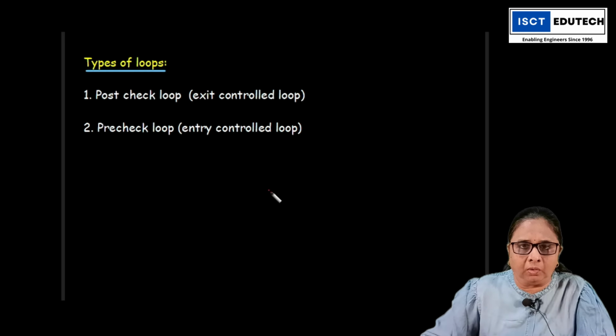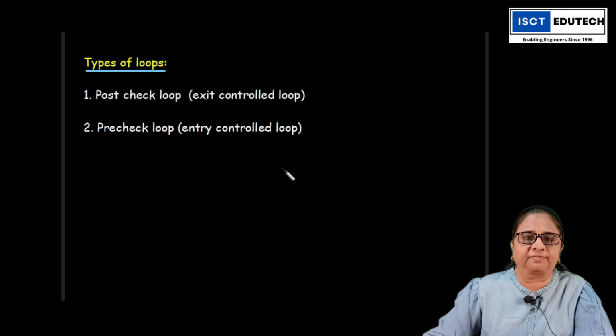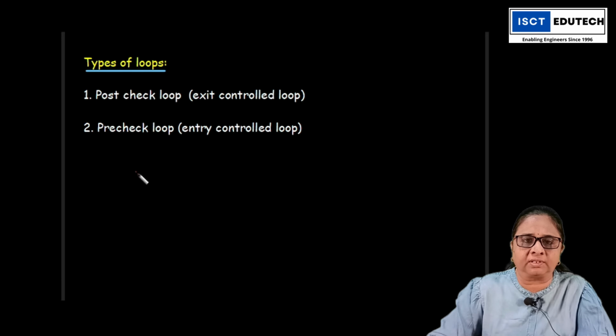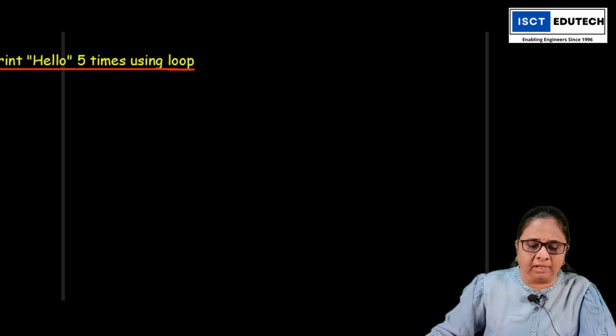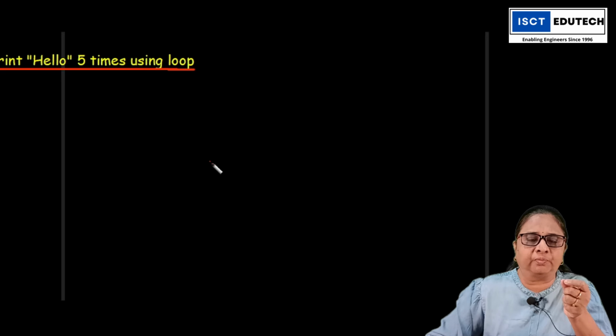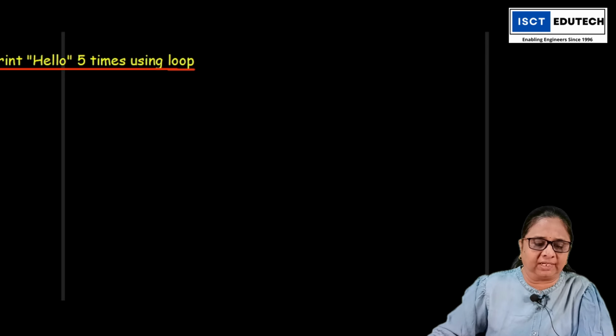Now when we talk about loops, there are 2 types of loops. The first one is known as the post-check loop and the second one is known as the pre-check loop. A post-check loop is also called an exit controlled loop and a pre-check loop is known as an entry controlled loop. Both of them are meant to repeat a set of instructions, but they have some minor differences. So we will look at both the loops. We will take the example of printing hello 5 times and see how we can do it first with the post-check loop. I will use a flowchart for this. Let's see how to do this.